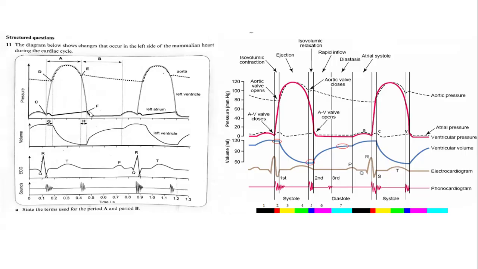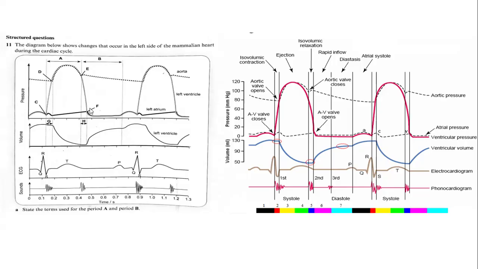What happened at F? What's happening at F? And then F would be the opening of the AV valve. And the AV valve is the atrioventricular valve.